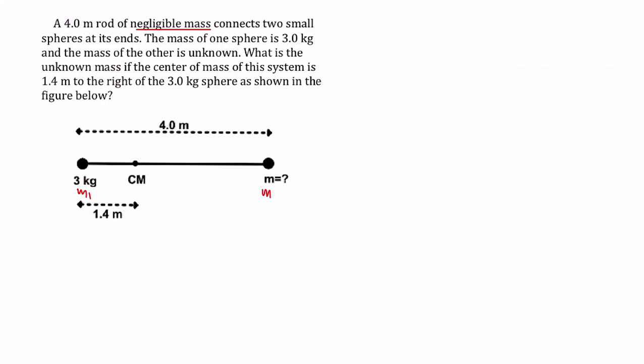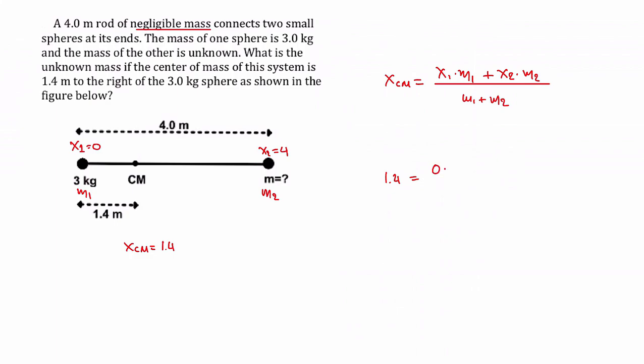The unknown mass, we will call it M2. We know the position of the center of mass. The position of the center of mass is 1.4 meters if we consider that position 1 is 0 and position 2 is 4 meters to the right. So by applying one more time the law for the position of the center of mass, which is x1 m1 plus x2 times m2, divided by m1 plus m2, we will know that the position of the center of mass is 1.4. It is 0 times m1, so we don't care about this term.